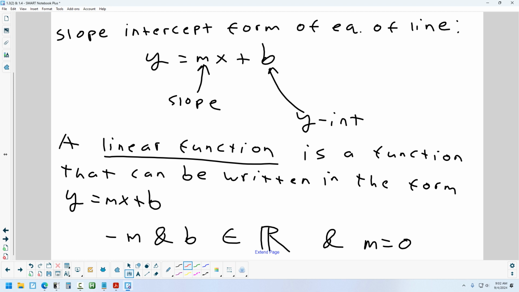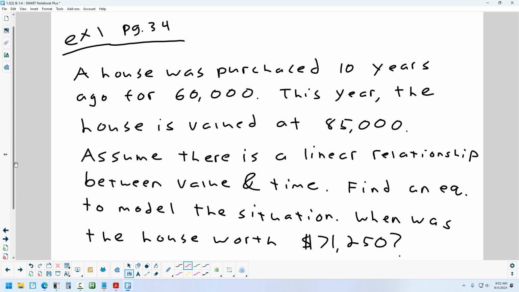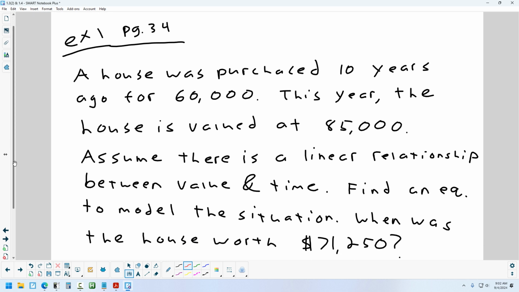Okay. Any questions on that type of equation? Okay. So let's see if we can figure out how to write an equation for this situation. Okay, so there's a lot there. You really only need the numbers to make the equation. So it said 10 years ago, the value of a house was 60,000. 10 years later, or now, it's 85,000.